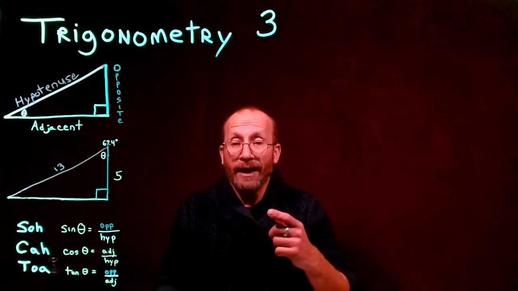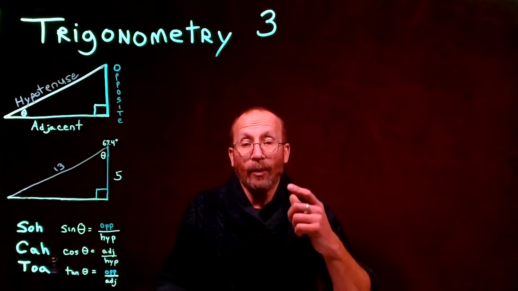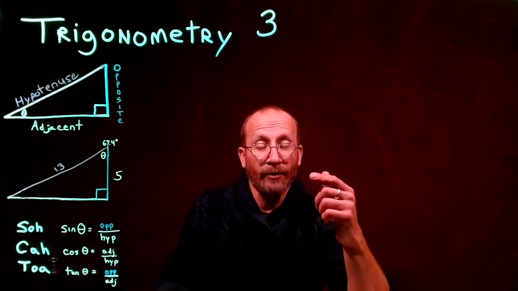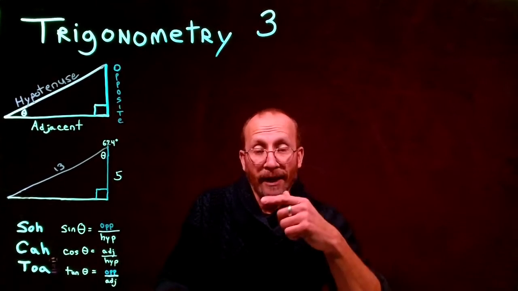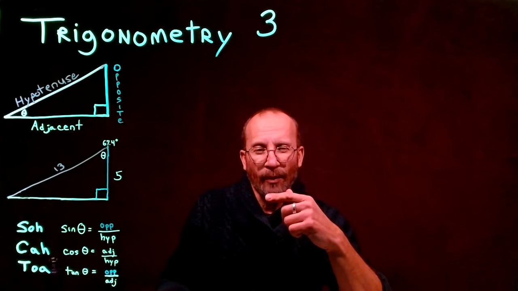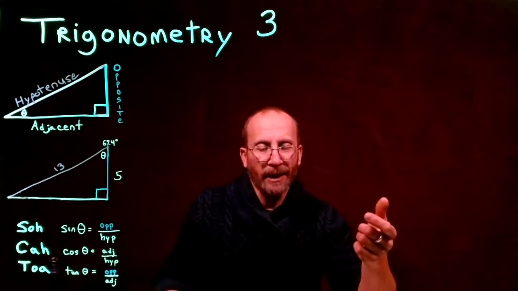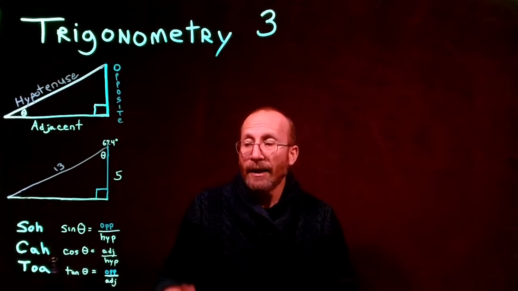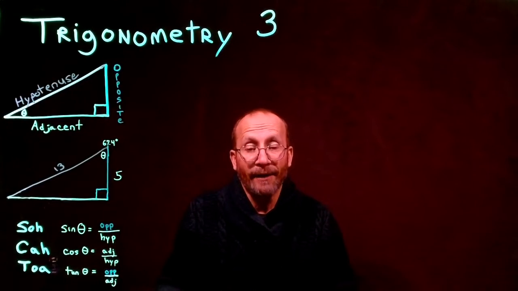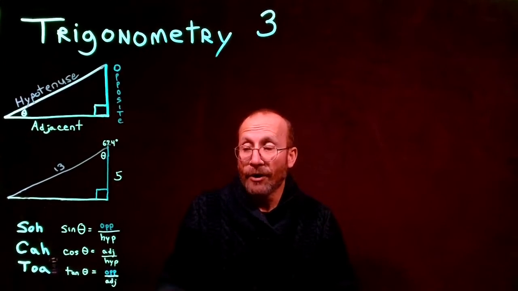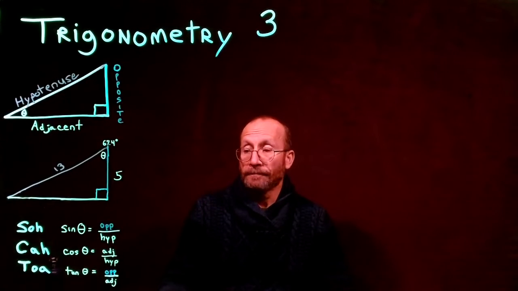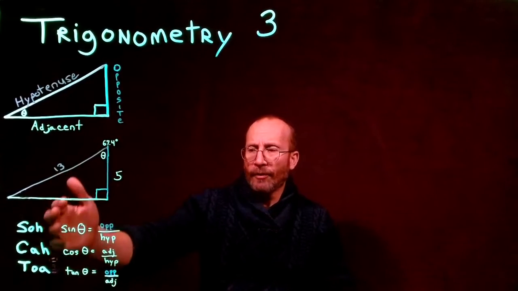Remember that sine has an inverse function, which we used when we pretended we didn't know the angle, and that was cosecant. Cosine has an inverse function, which we used when we pretended we didn't know the angle and we needed an inverse, and that's called secant. Tangent also has an inverse function we'll use with our second problem today. That function is called cotangent. So SOHCAHTOA helps us just remember.